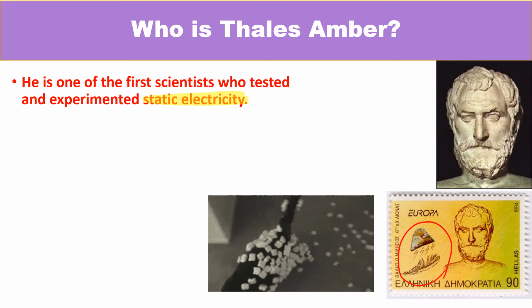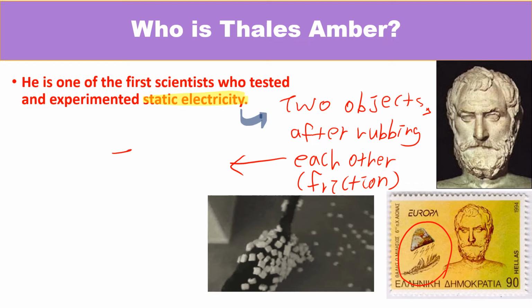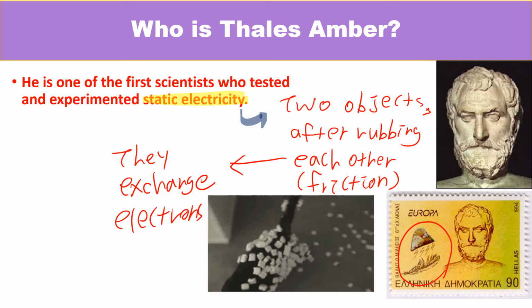At this point, you are trying to understand what static electricity is. It's basically a phenomenon where two objects, after rubbing each other, which I like to call friction, exchange electrons. And electrons exist in every single matter because we learned about this.